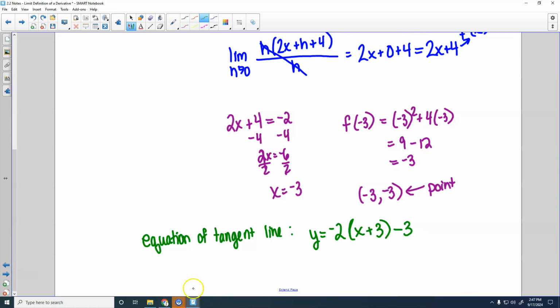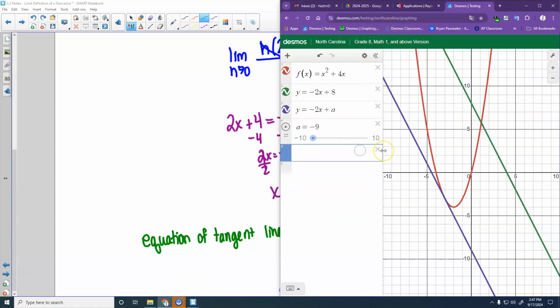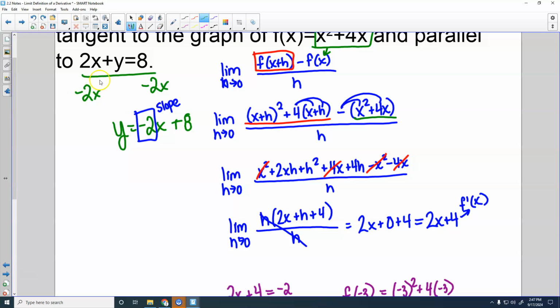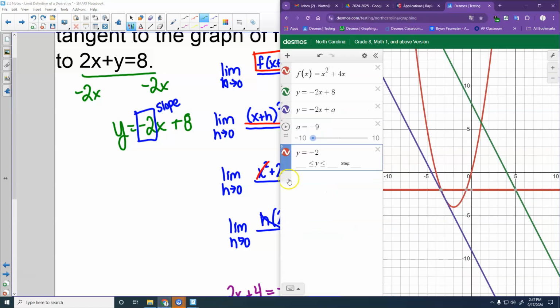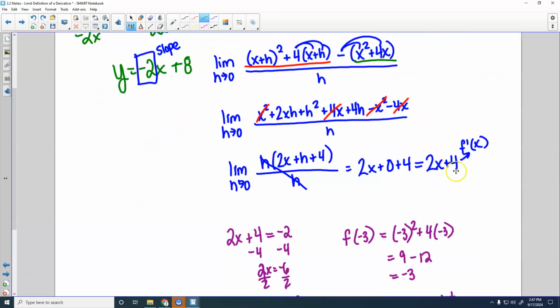And if I flip over to Desmos... Without Desmos, how are we supposed to know the slope is negative 2? Just because this line right here, if you have any line, if you solve it for y, it's going to be y equals mx plus b form. So the number next to your x is your slope. Yeah. And 2x plus 4 is your derivative. If you plug in negative 3, you will get negative 2. And that is also your slope.